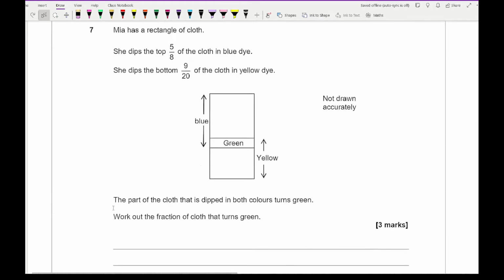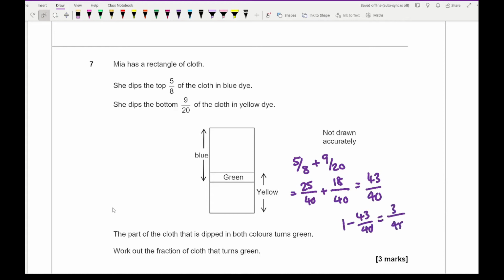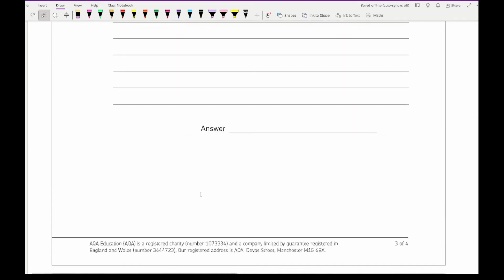Now for this, all we need to do, I'll do this on the screen here, is add the fractions and then see what extra we get. So here we've got 5 over 8 plus 9 over 20, which, with a common denominator of 40, gives 25 plus 18, which gives me 43 over 40. So how much is left over? Well, 1 minus 43 over 40 is 3 over 40. So the answer there is 3 over 40.